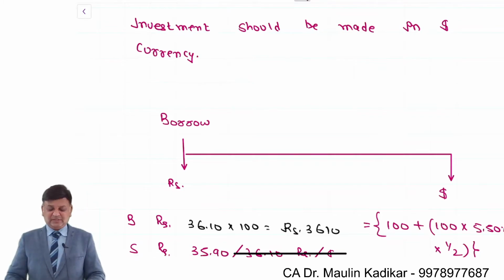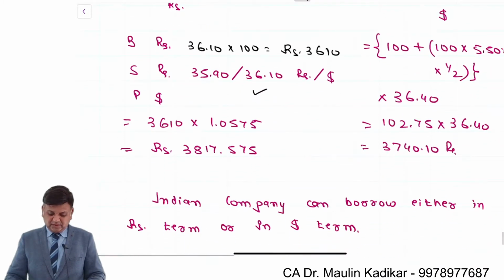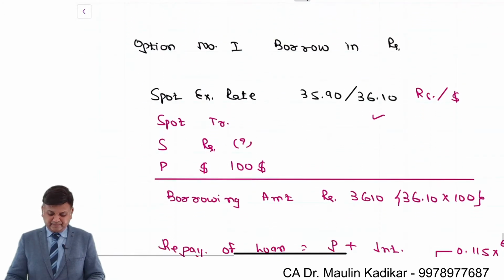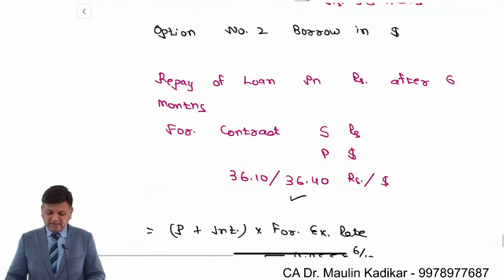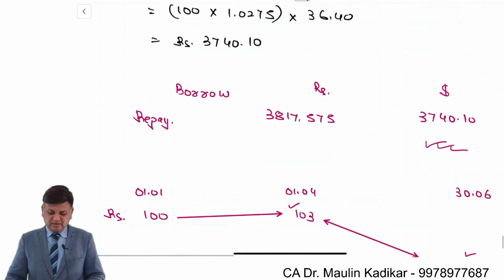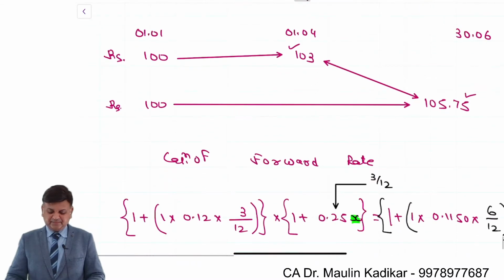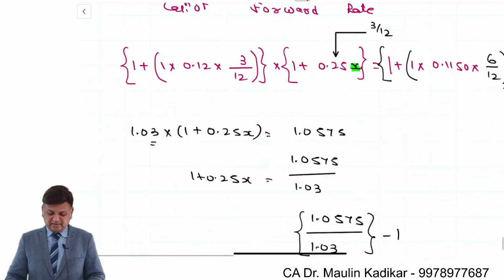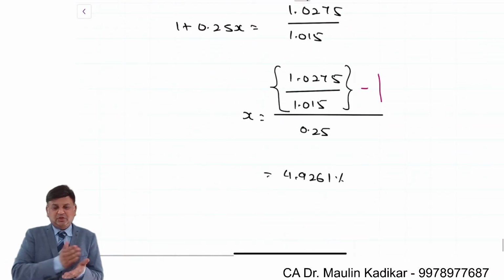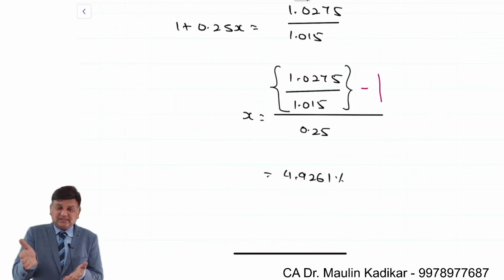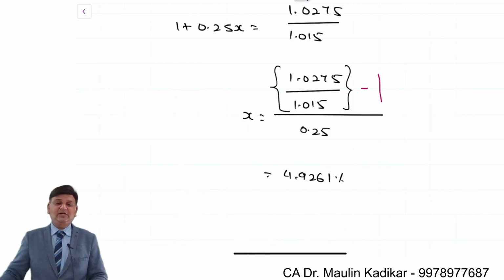So first of all, the decision making, if we borrow in rupees and if we borrow in dollars, then we understand the calculation of the forward rate for rupee currency and for dollar currency. So after 3 months, for the next 3 months, the per annum rate of interest would be this much.